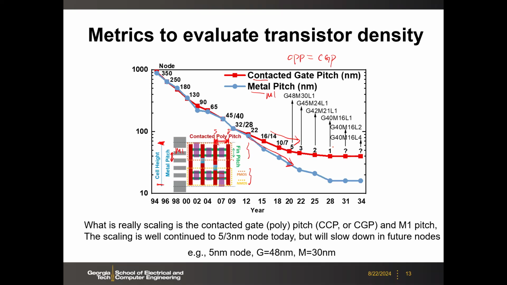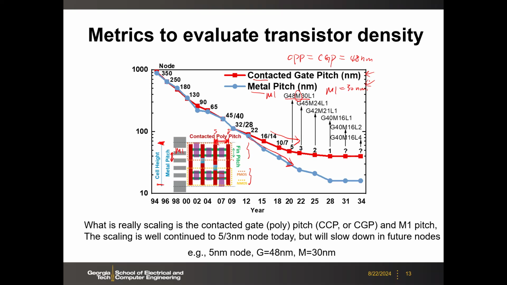Moving forward, it will slow down. And here we have those numbers. For example, at 5 nanometer, G48 means the contact gate pitch is 48 nanometer, roughly speaking. Different foundries may vary a little bit. And the metal 1 pitch is about 30 nanometer. So this is how we define the integration density. What matters is those dimensions.